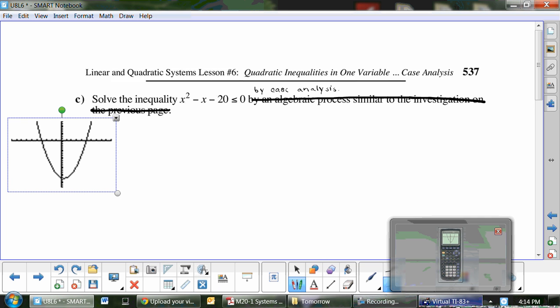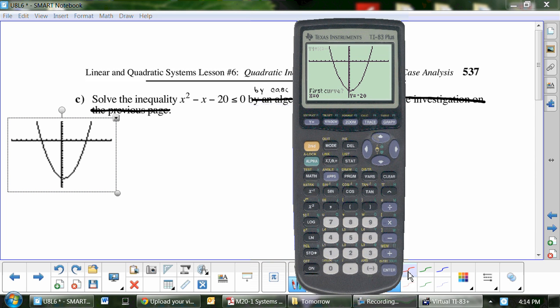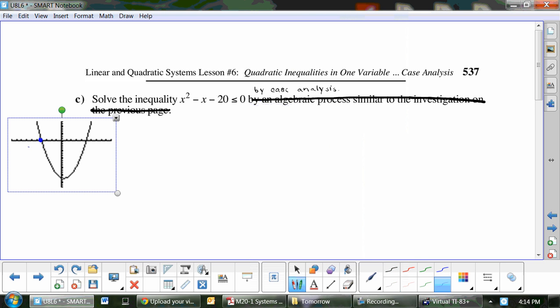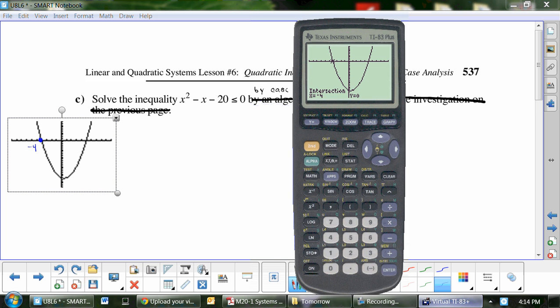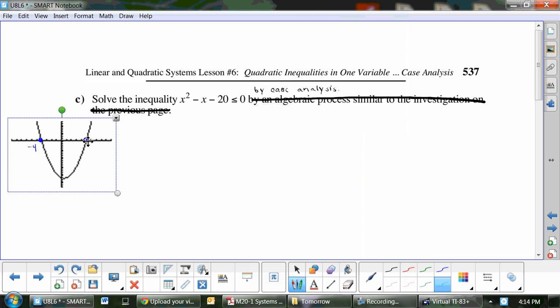So if this was a multiple choice question, I'd set my y2 to 0, and I'd find them just on my calculator. Enter, enter, enter. So we say, okay, it's negative 4 is this one. And we'd say, okay, second trace, intersect. And we go all the way over to the other one. Enter, enter, enter. And we say, okay, that's at 5.